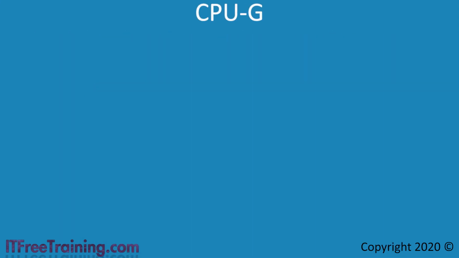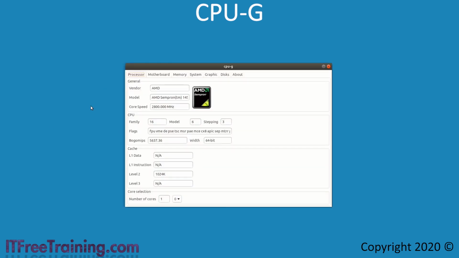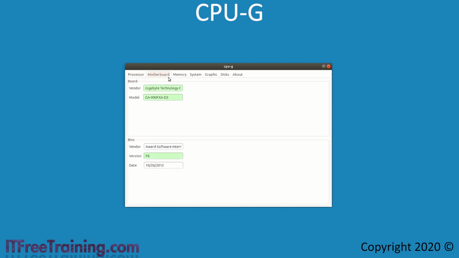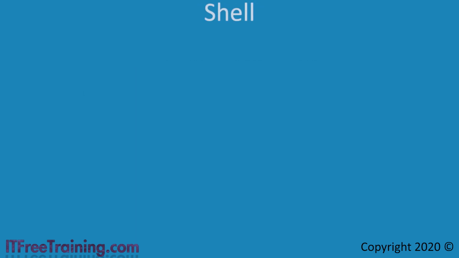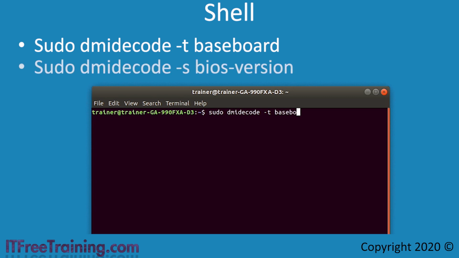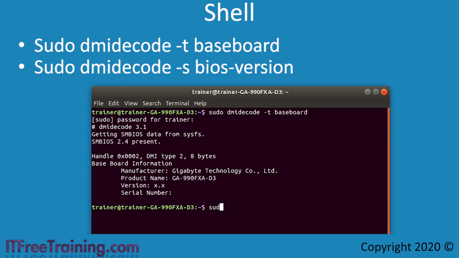If you are using Linux, there is a tool called CPU-G. Shown here, you can see the tool looks the same as CPU-Z and has similar information. There are other tools available, but I like this one as it is so similar to CPU-Z and displays a lot of useful information. You can also obtain the same information from a shell. To obtain the information, I will run the two following commands from a shell. Like before, this will give me the motherboard model and the version of the BIOS.